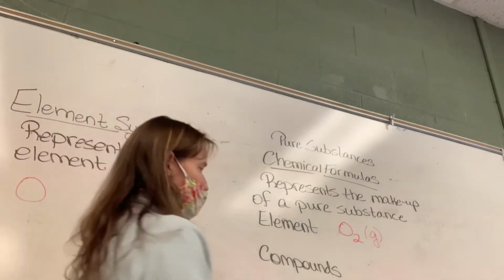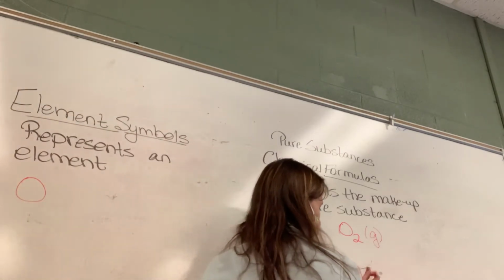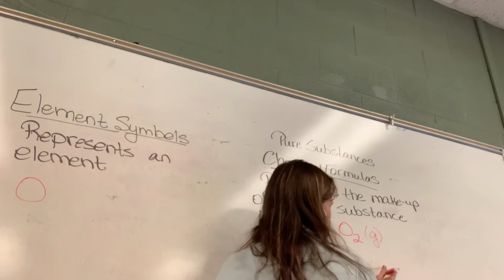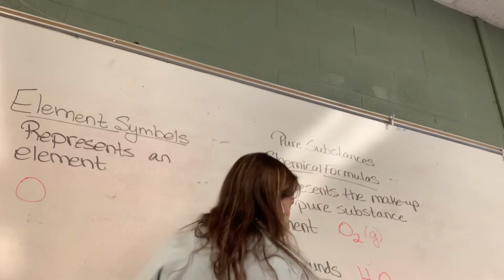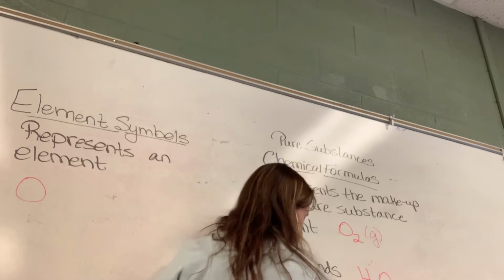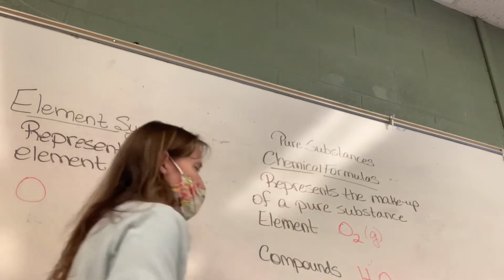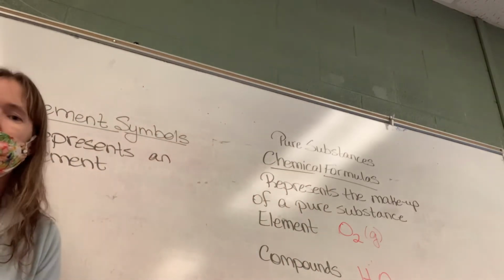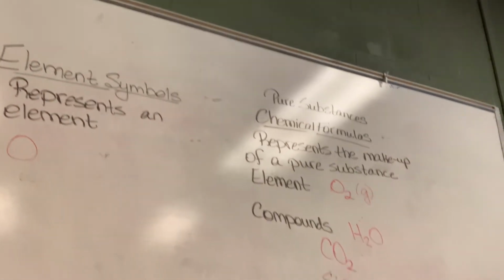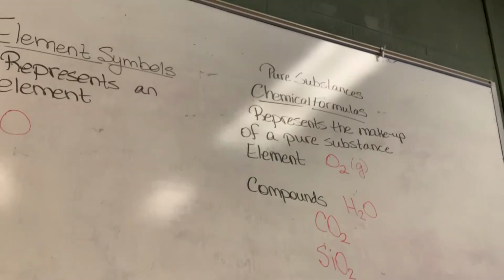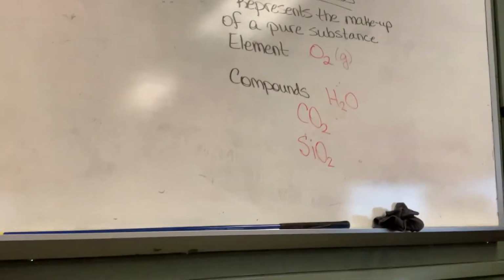And so some compounds that contain oxygen are water, carbon dioxide, and silicon dioxide. So each of those are compounds that have oxygen in them. And how do we know they have oxygen in them? Because there is a symbol O in each one of them.